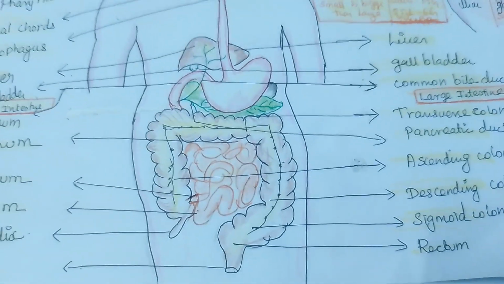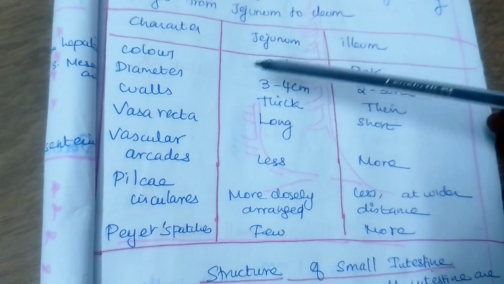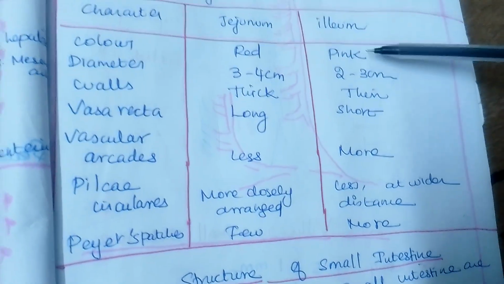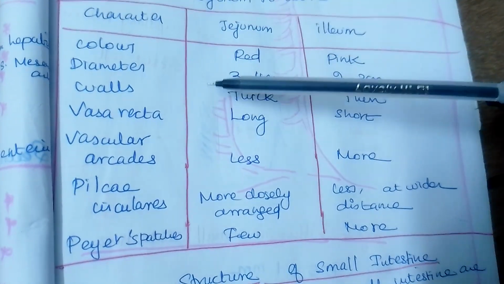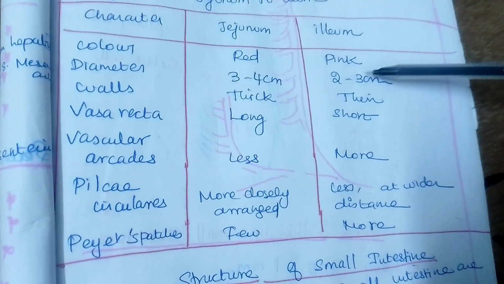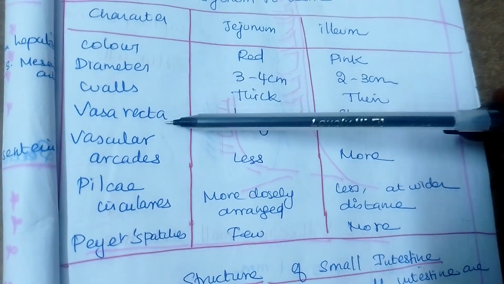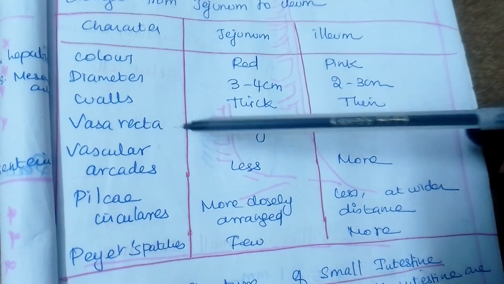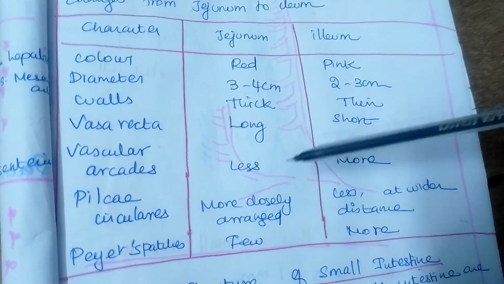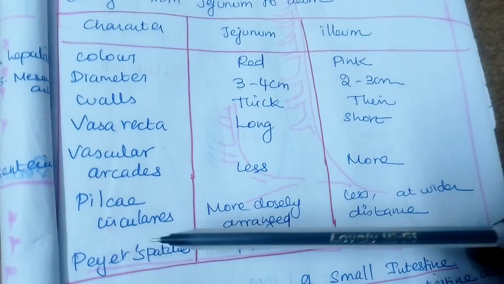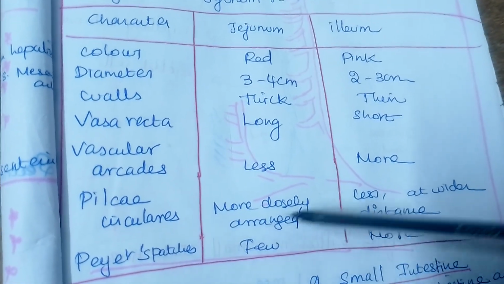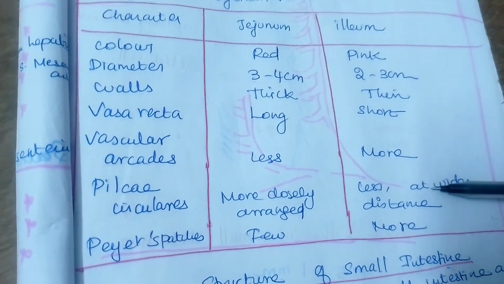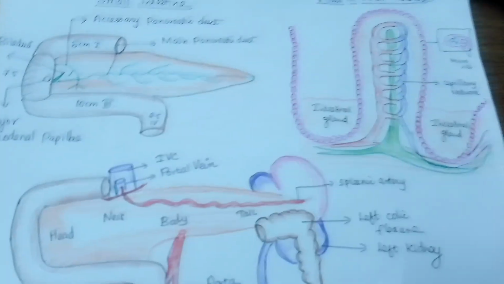If you see the main characteristics of the jejunum and ileum: the color of the jejunum is red, and the ileum is pink. The wall diameter is 3.4 in the jejunum and 2.3 centimeters in the ileum. Vasa recta will be long in the jejunum and short in the ileum. Vascular arcades will be fewer in the jejunum and more in the ileum. The plicae circulares are more closely arranged in the jejunum and less in the ileum. Peyer's patches are few in number in the jejunum and more in the ileum.